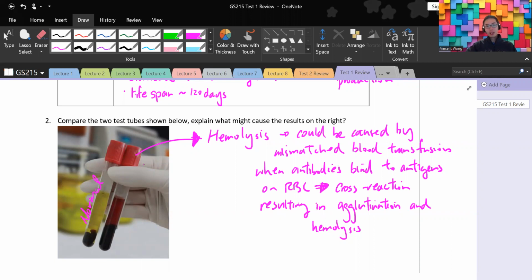There are other reasons too, right? Like internal bleeding, right? That's another possible reason of why this could happen. So we're clear? If you see this picture on the test and I ask you what's wrong with the sample, you will know what to choose. Yes. Thank you. Okay, all right. Any other comments before we move on?